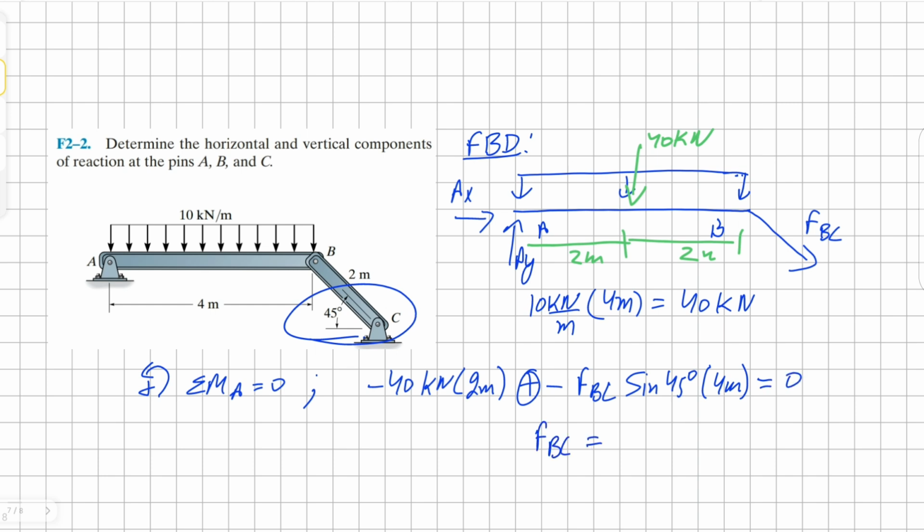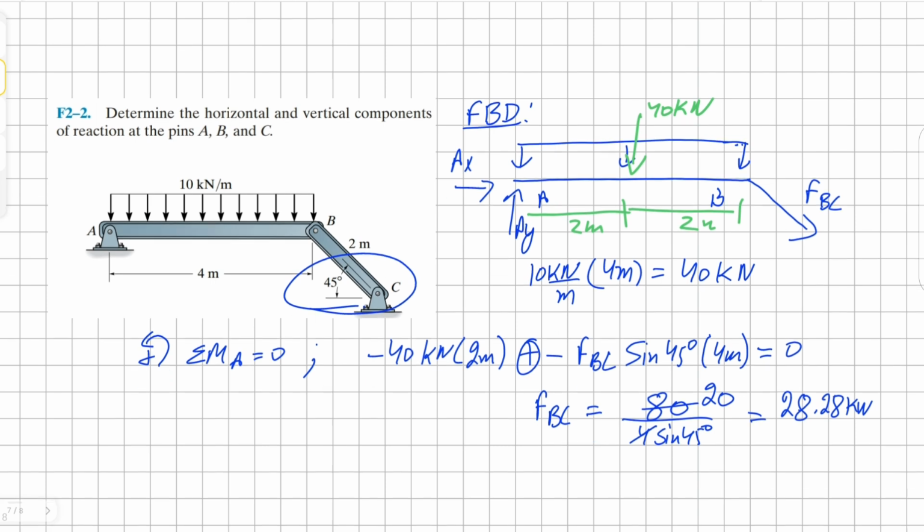Solving for force BC, we get 80 divided by 4 sine 45. Take away this, so we get 20 over sine 45. So 20 divided by sine 45, and we get 28.28 kilonewton as our force for the vector BC.